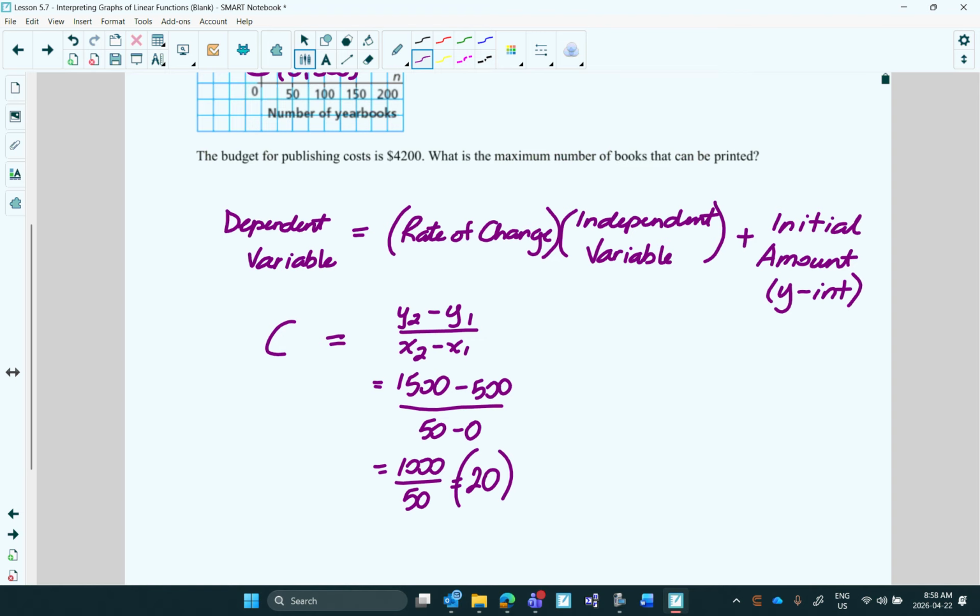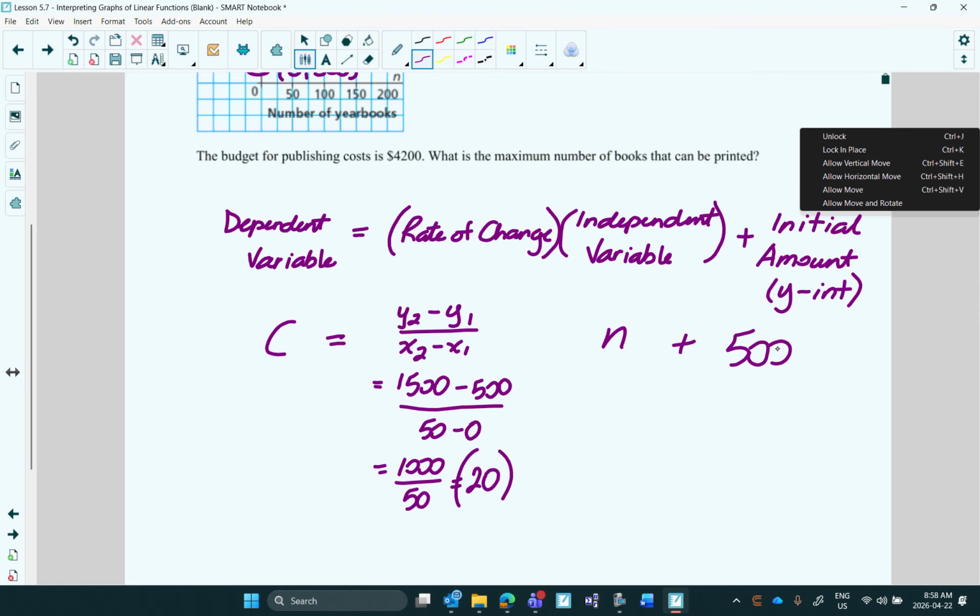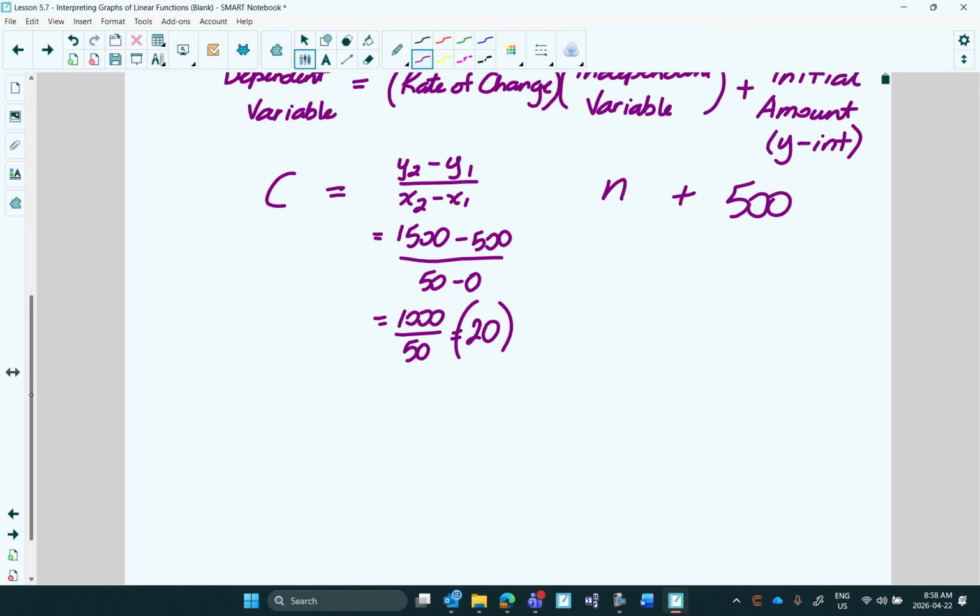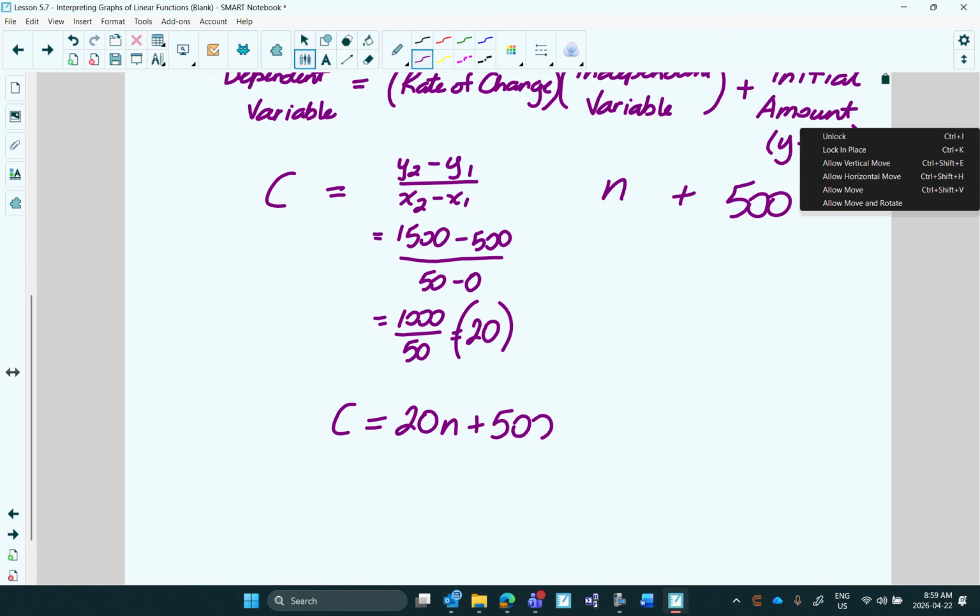The independent variable is just a letter. It's the letter on the x-axis. In this case, what letter? N. Plus, what's the y-intercept? 500. So our equation, I'll just clean it up a little bit here, is C, the cost, is going to be 20 times however many number of yearbooks plus 500. That's how you figure out the equation.